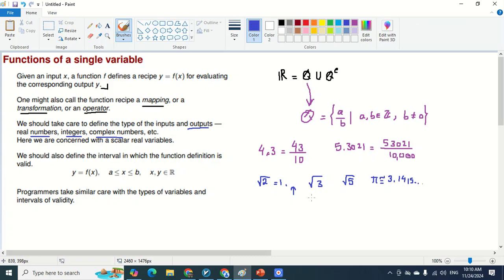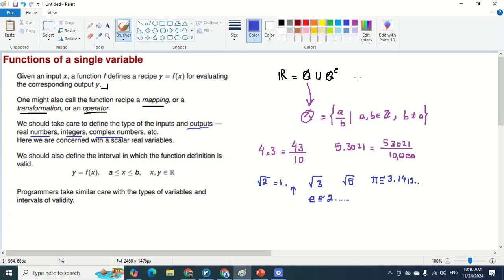Another important number is the Euler number, which is approximately equal to 2 point something, and this number also has a lot of digits which are not repeated and follow no rule of repetition. So these are the quotient and irrational numbers together.